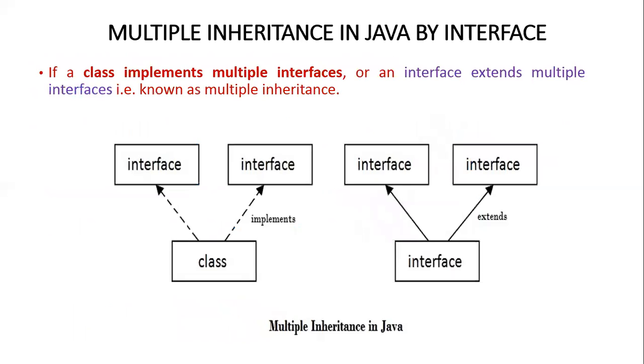And this is what we call multiple inheritance. A class can implement one or more interfaces. So when a class implements more than one interface, it is used for multiple inheritance. An interface can extend two or more interfaces. Now let me show you an example of how we can create an interface and use it.